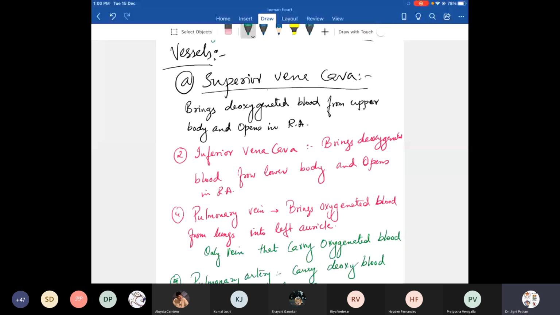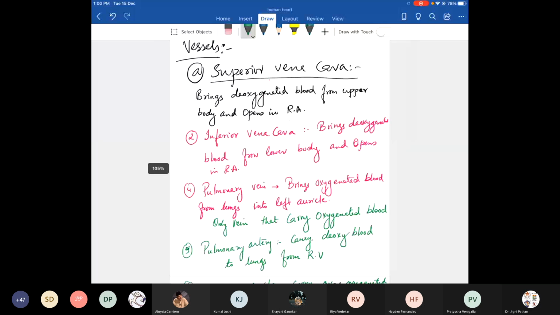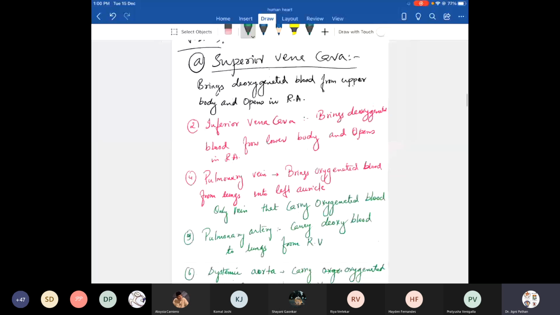Okay, come back to the topic. Pulmonary vein brings oxygenated blood from the lungs into the left auricle. It is the only vein that carries oxygenated blood. Pulmonary artery carries deoxygenated blood to the lungs from the right ventricle.